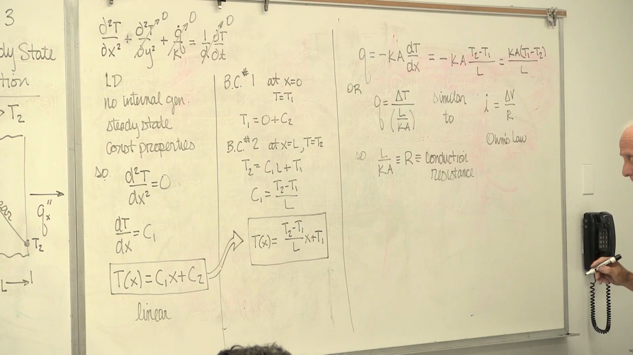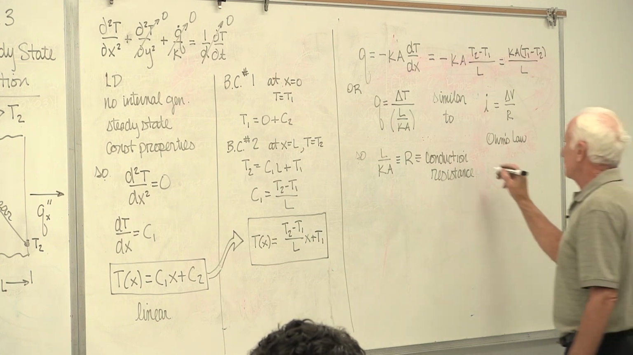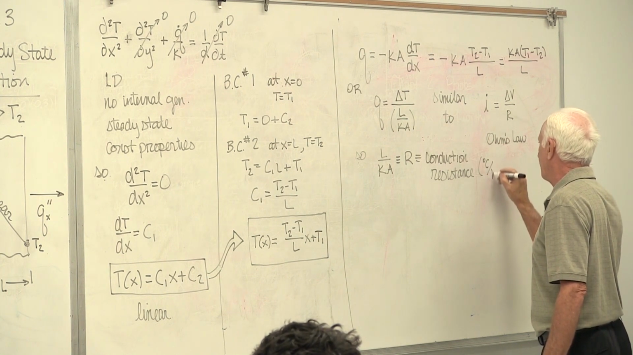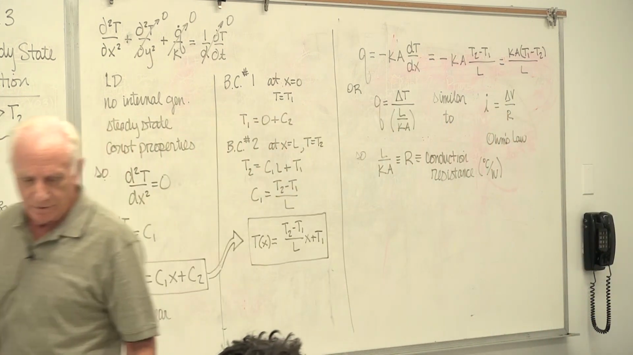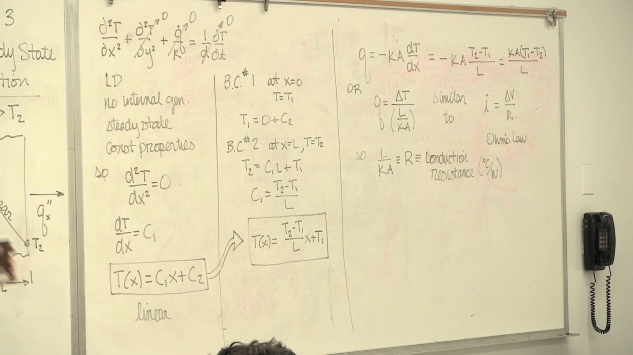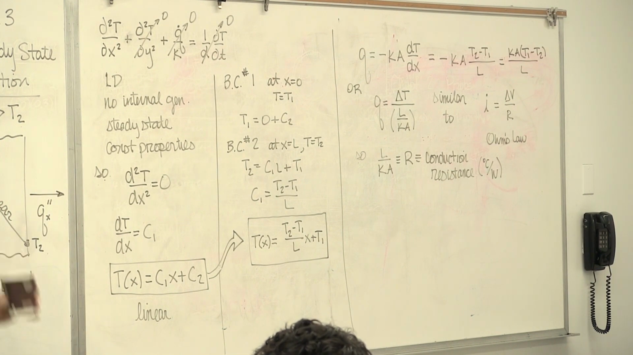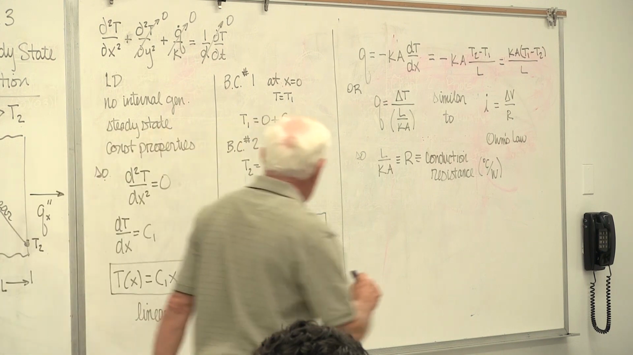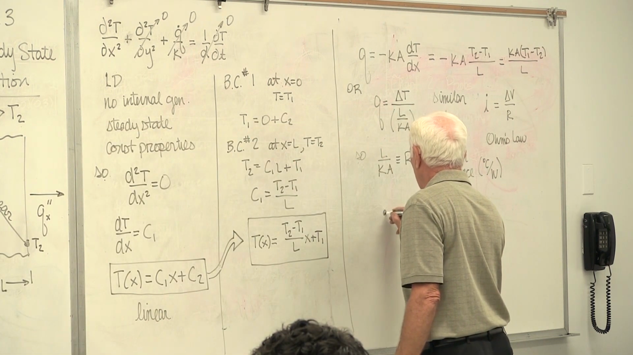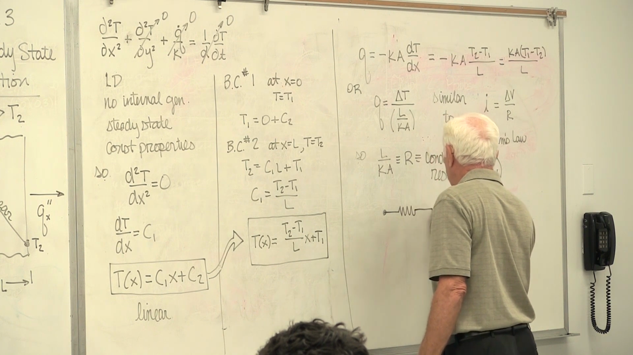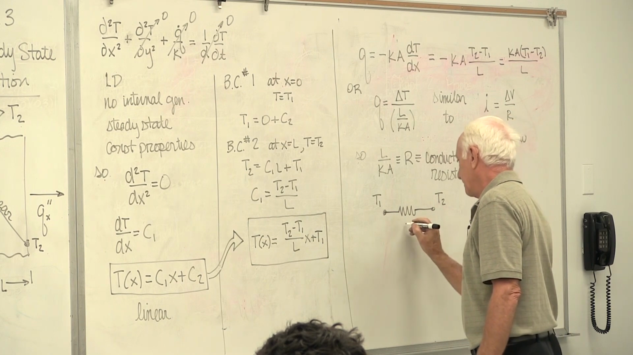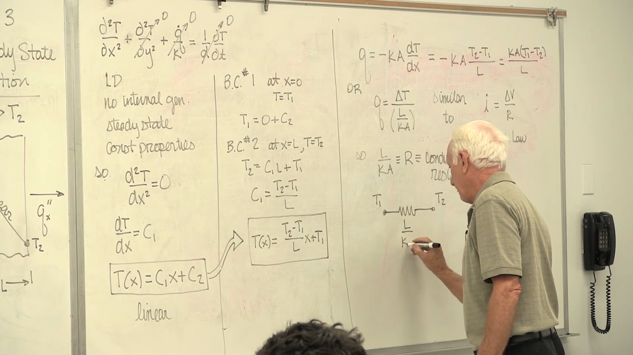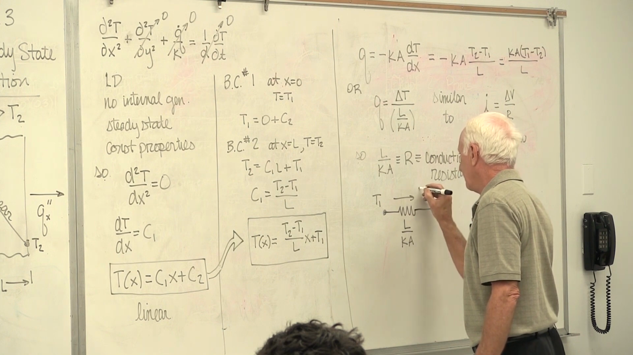K is watts per meter degree C, so this guy has units of degree C per watt. If you don't like that, it's degree K per watt, take your choice, they mean the same. And then this is how it would look in a graphical presentation. Hot temperature T1, cold temperature T2. This is the resistance L over KA, and this is the heat flow Q.